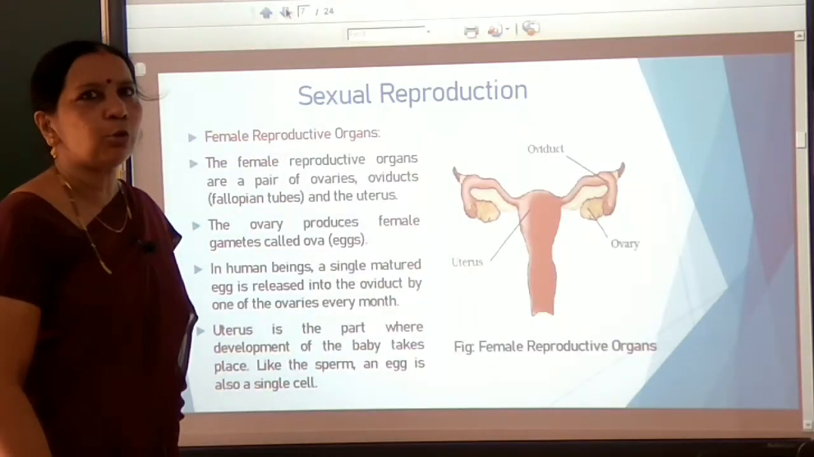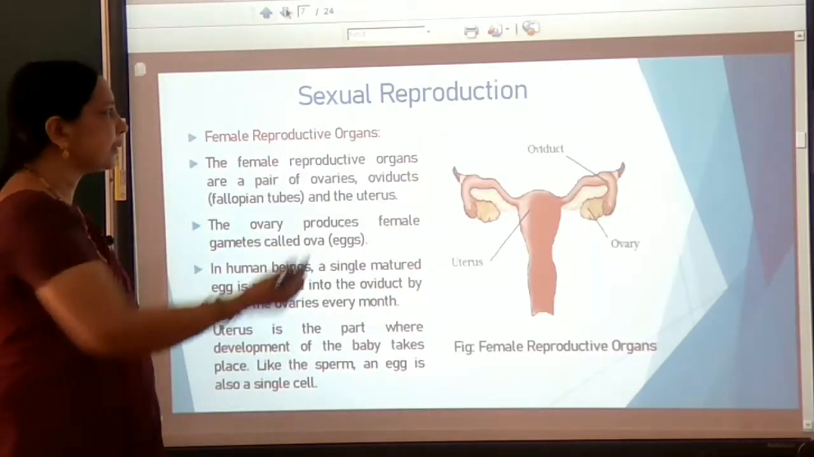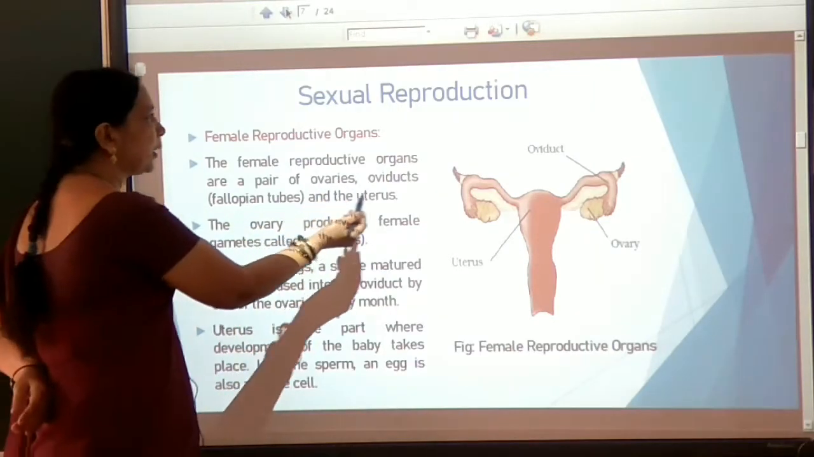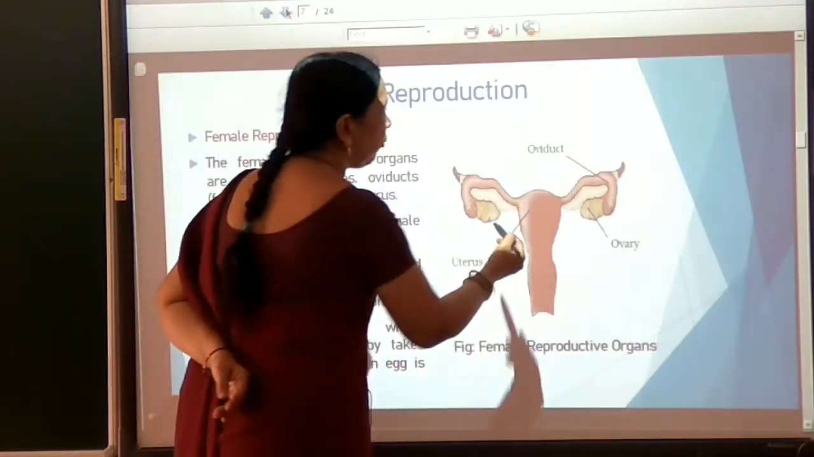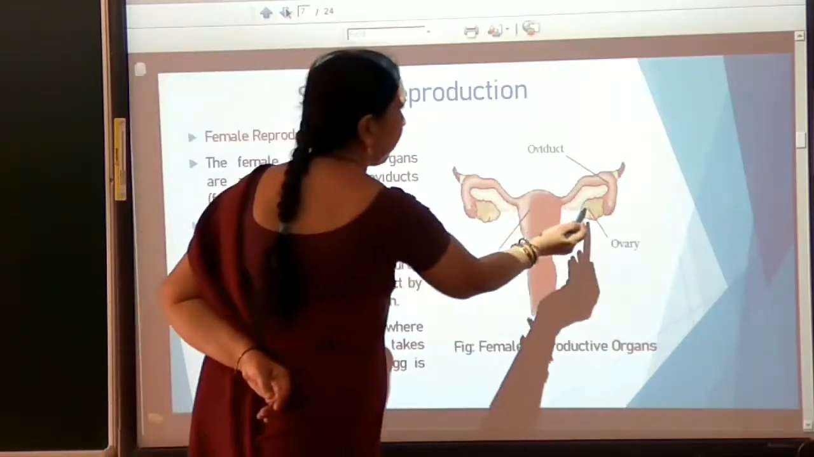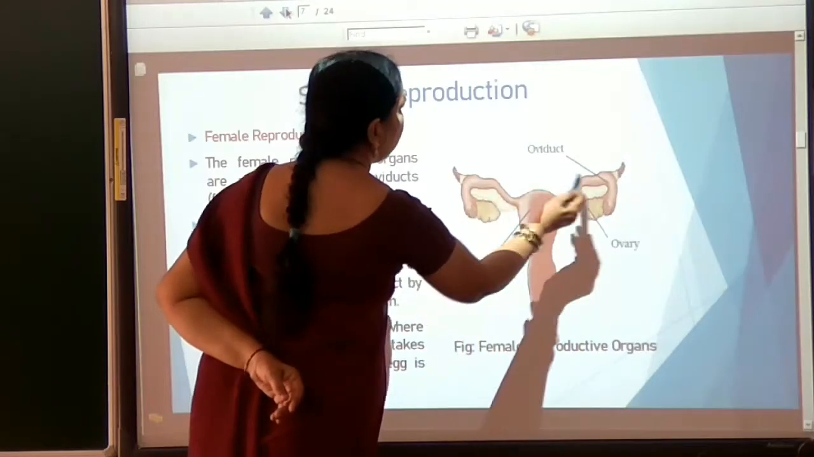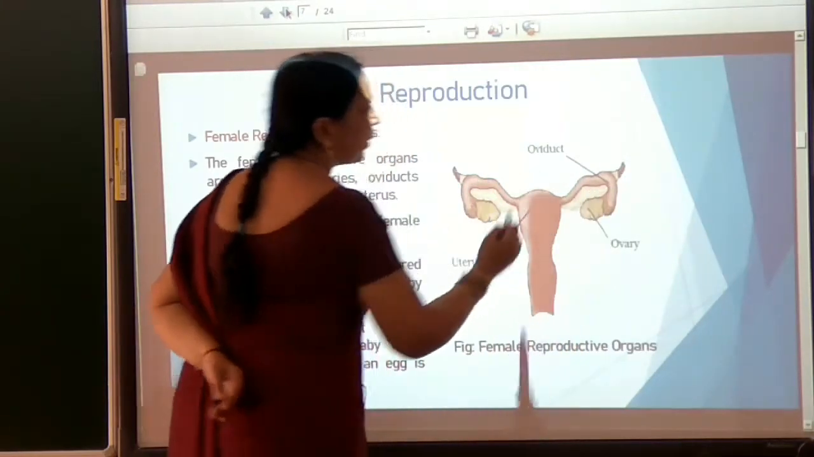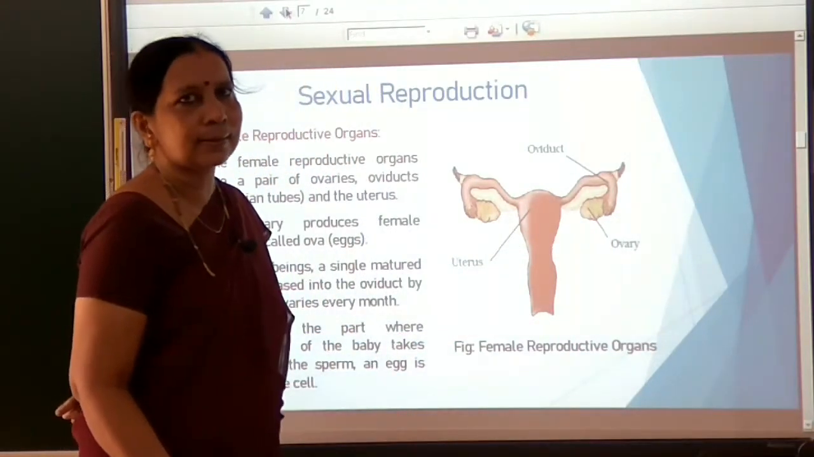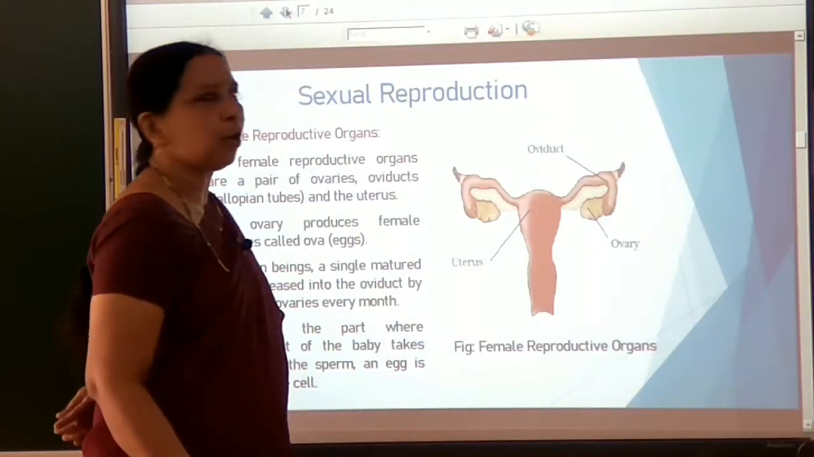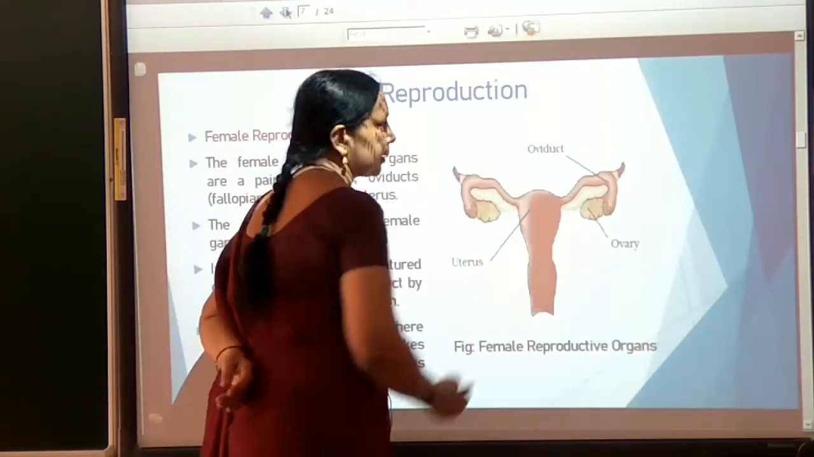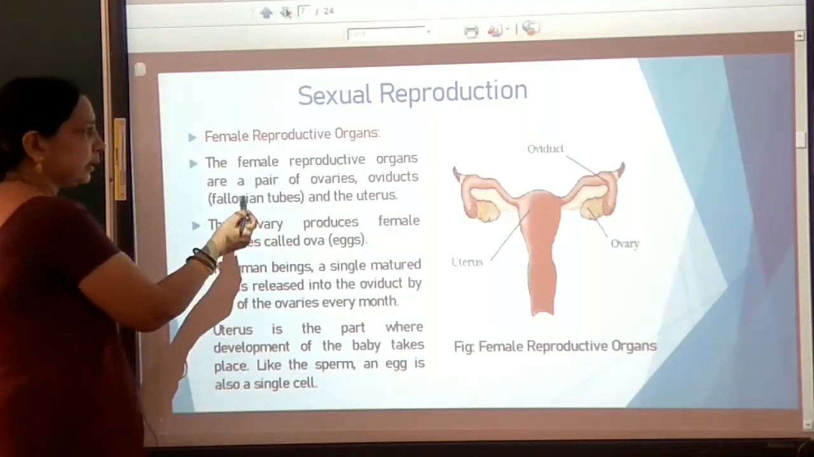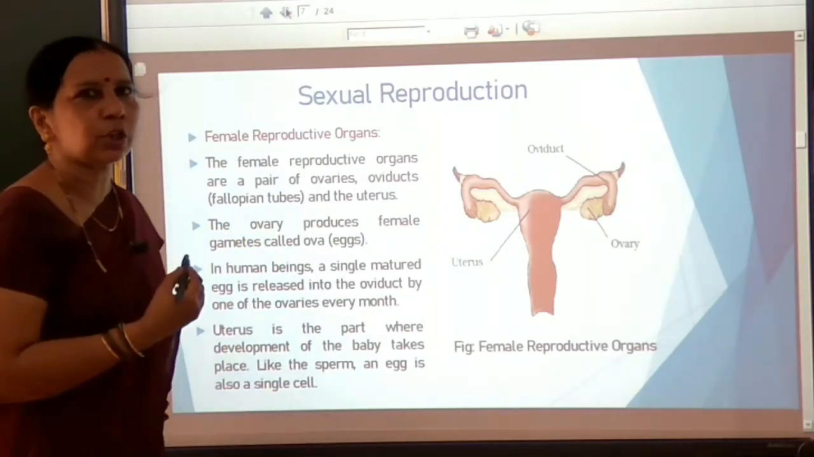The female reproductive parts are a pair of ovaries, oviducts, which are also called fallopian tubes, and the uterus. Look at the structure of the female reproductive system. A pair of ovaries, a pair of oviducts or fallopian tubes. See, this tube which takes the egg to the uterus is the fallopian tube or oviduct, and the uterus opens through the vagina.